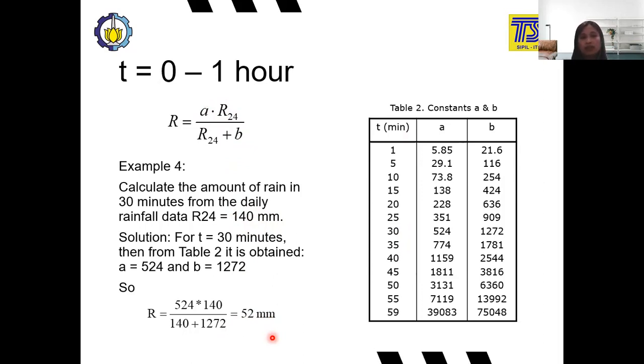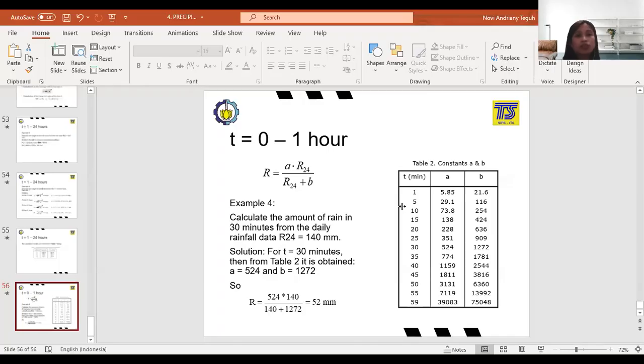So the data has to be obtained first. So you have to know the daily rainfall data first. And then after that, you can calculate the height of the rain at the specific duration. Yeah, so that's all for today. Should you have any question, maybe you can ask now.